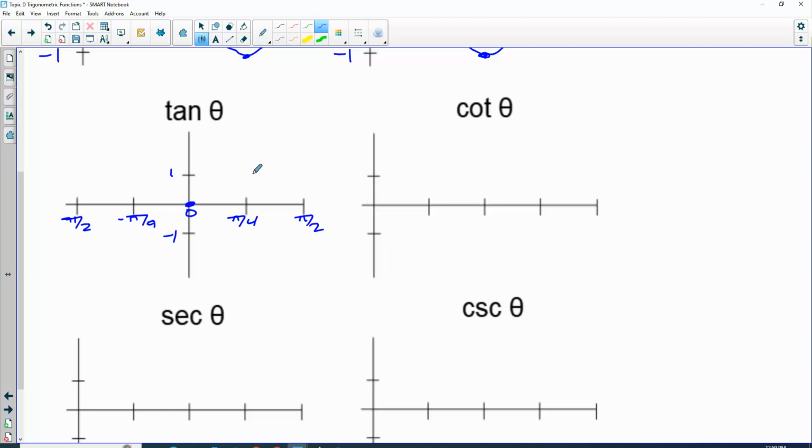If you did pi over 4, 45, radical 2 over radical 2 is 1. At pi over 2, square root of 4 over the square root of 0, that's undefined, so that's an asymptote. At negative pi over 4, that's the fourth quadrant, tangent's a -1. Negative pi over 2 is undefined. And then we have this nice curve approaching our asymptote.